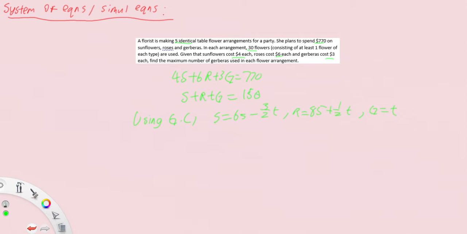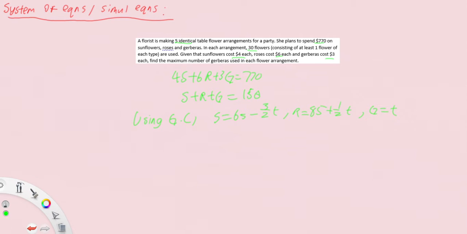You can't really have any other number other than a whole number. And it must be a positive number, right? Because you have to use a positive number of flowers to actually put inside the arrangement. I think that's quite logical. So that's one condition. Another condition, which is quite specific to this question, is that the number of flowers of each type has to be a multiple of 5, right? Because you're making 5 identical table flower arrangements, the number of flowers of each type has to be a multiple of 5, right? So that's 2 conditions.